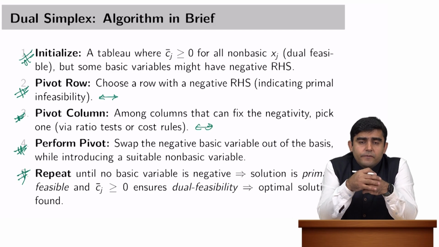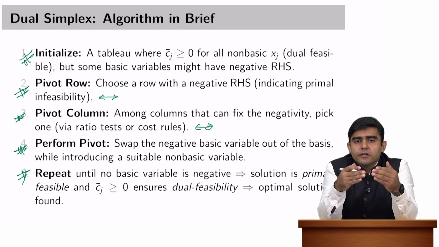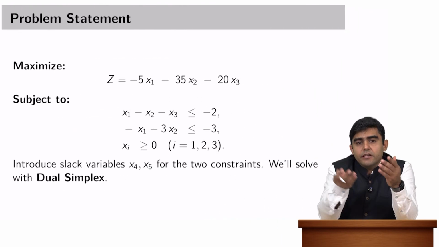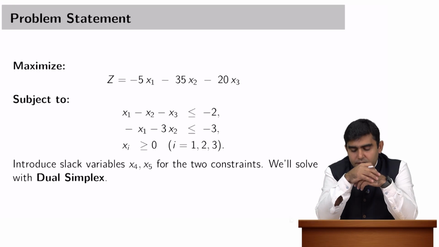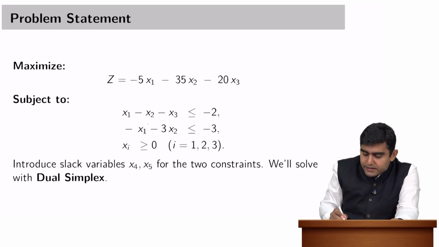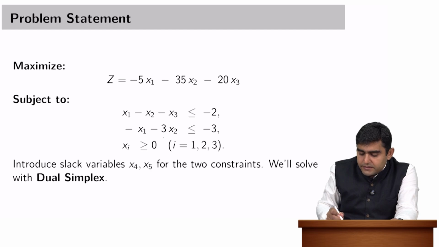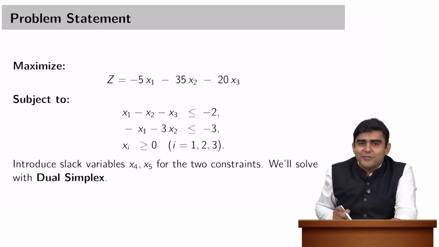Another area where the dual simplex method is useful is when your original primal problem is actually infeasible. For example, if you look into this problem setup, you see here x1 minus x2 minus x3 is less than or equal to minus 2, minus x1 minus 3x2 is less than or equal to minus 3, and all variables have to be greater than or equal to 0.